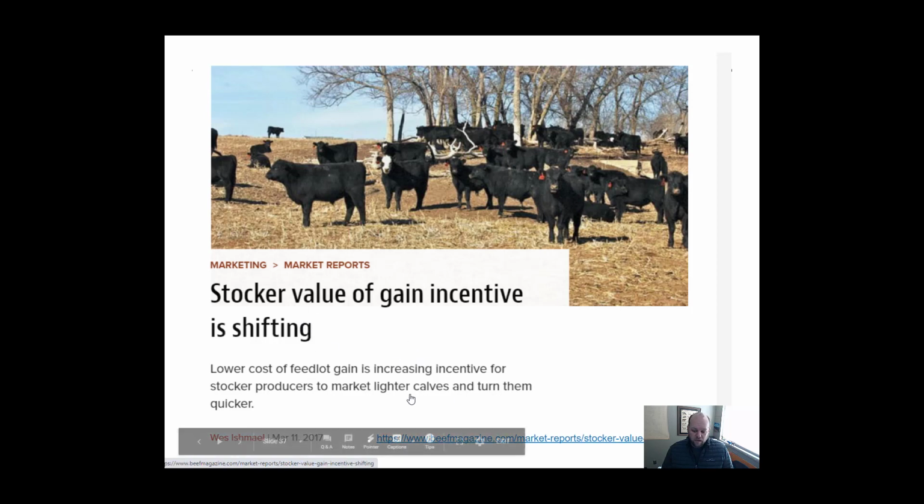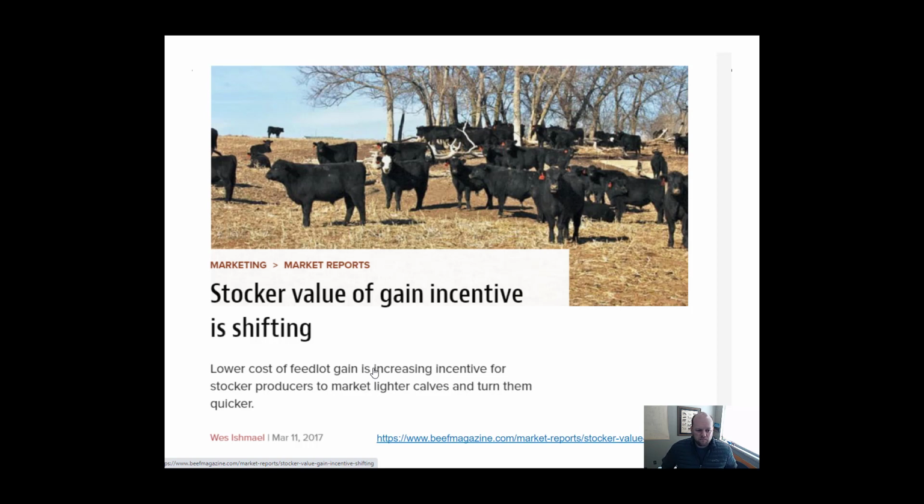You can read a little more here about how value of gain works and some of the things that are changing about value of gain. Value of gain is a really good way to understand some of the market forces that are going on. The prices of cattle, prices of feed, all those things affect value of gain. So it's a really good thing to keep an eye on.